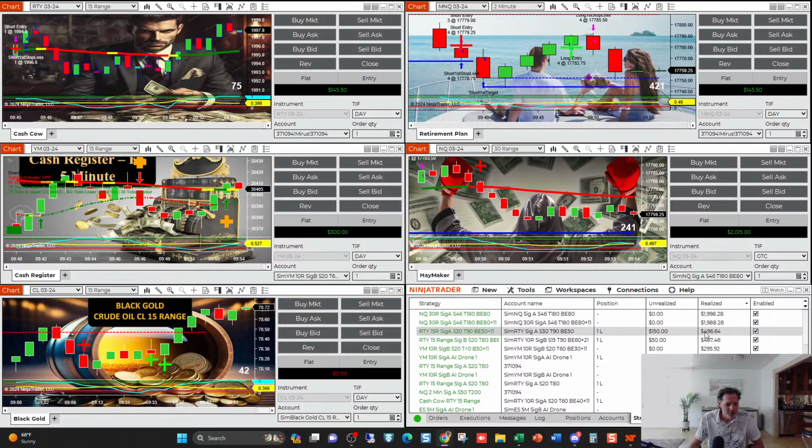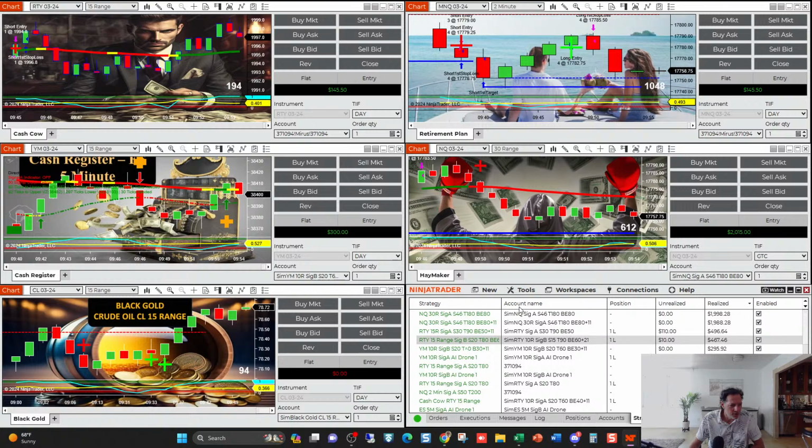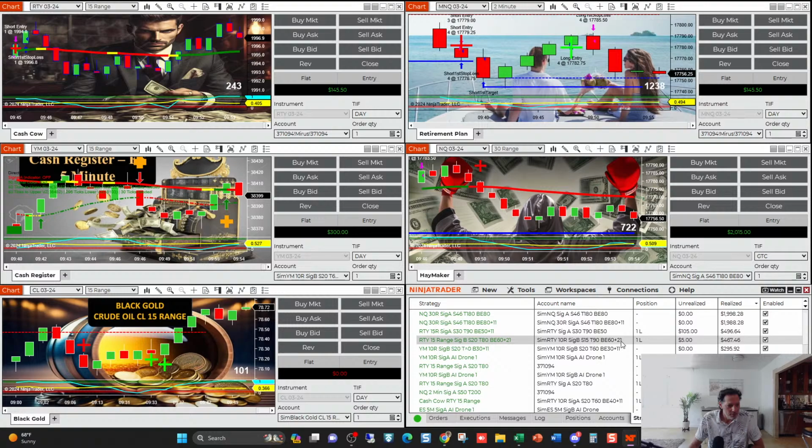So we've got a couple other trades on right now. Let's take a look at which ones of our other ones are doing good. RTY 15 range 2080. So this is an emulation of the one that I was talking about that I'm running here. So this one has improved this morning. This is good. This is a 10 range signal B that's doing good right here.